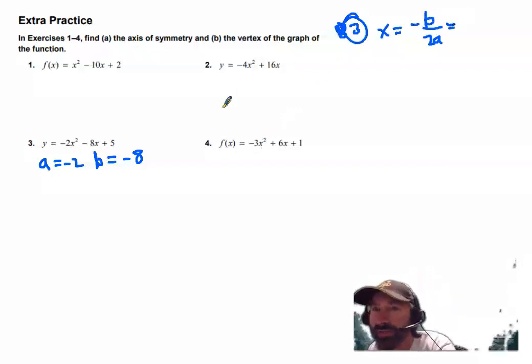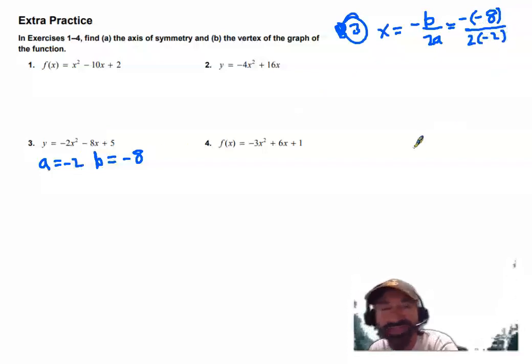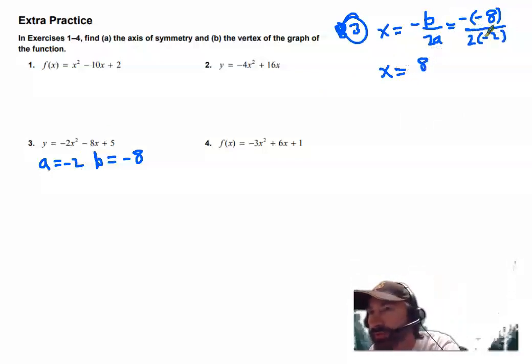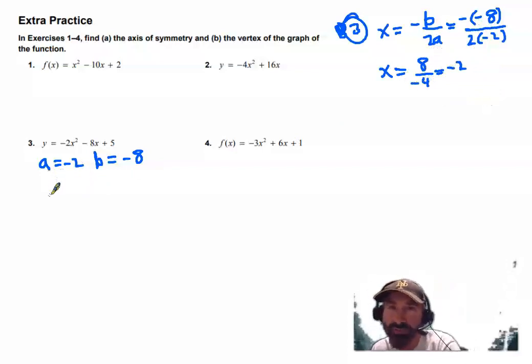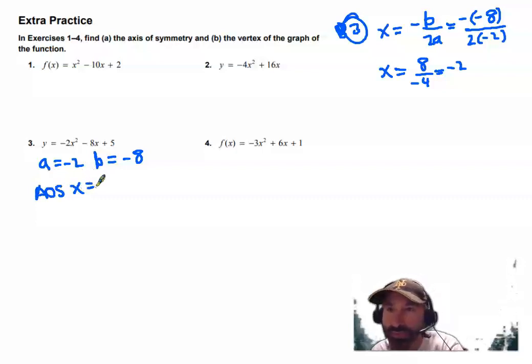So this will be negative b, so that'll be negative 8. And that is all over 2 times a, so 2 times negative 2. That's a whole lot of negative signs, people. x equals negative 8 is the same as positive 8. And then 2 times negative 2 is negative 4. And that gets us negative 2. So to answer the question for 3, the AOS can be described as a line where x equals negative 2.